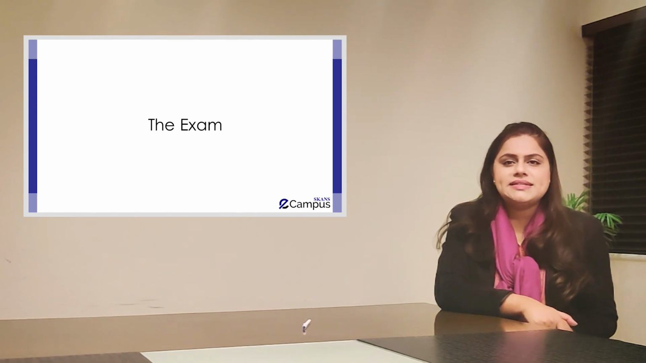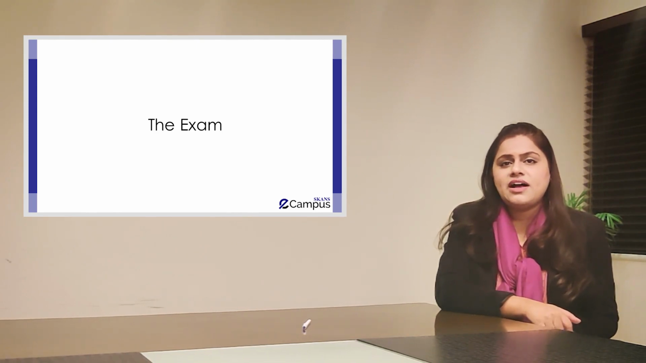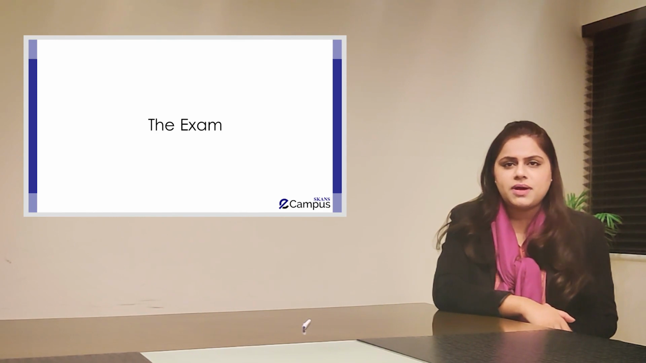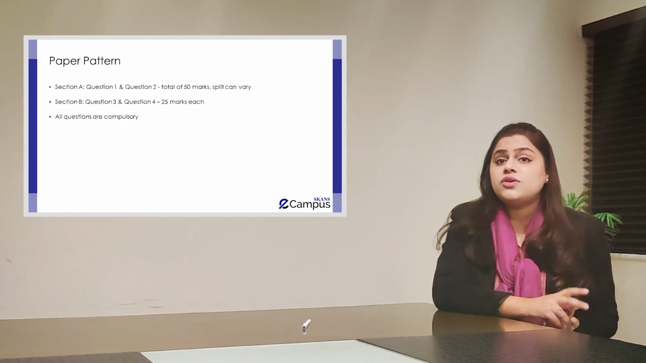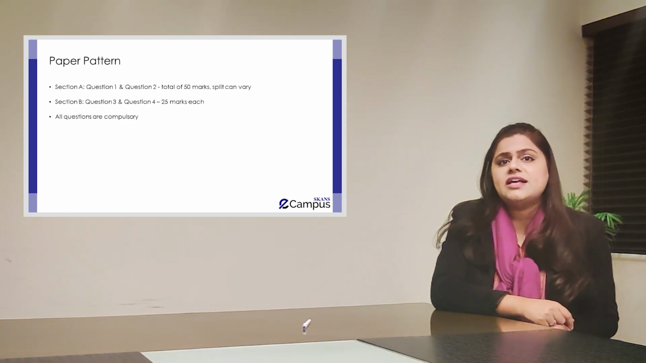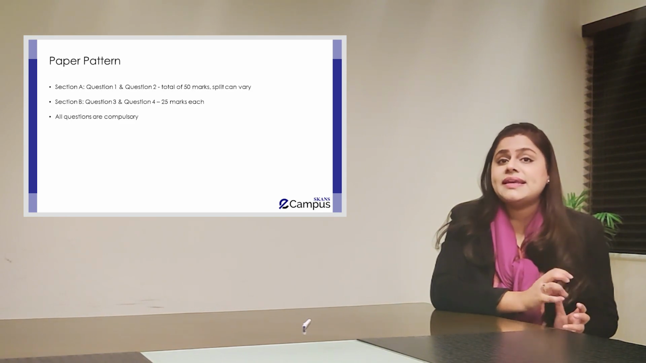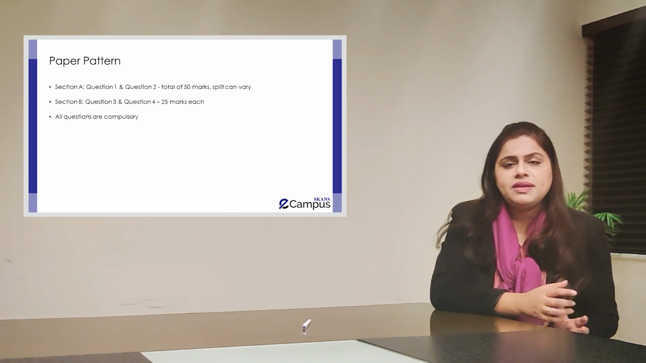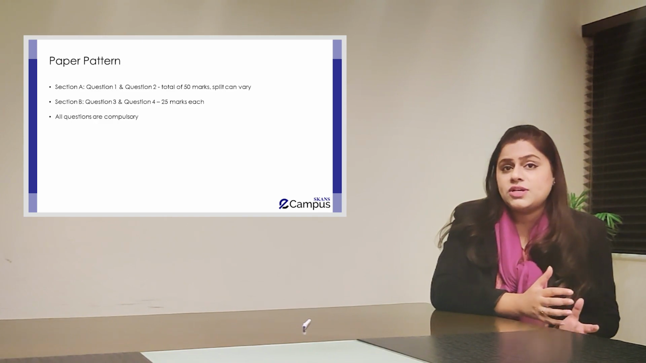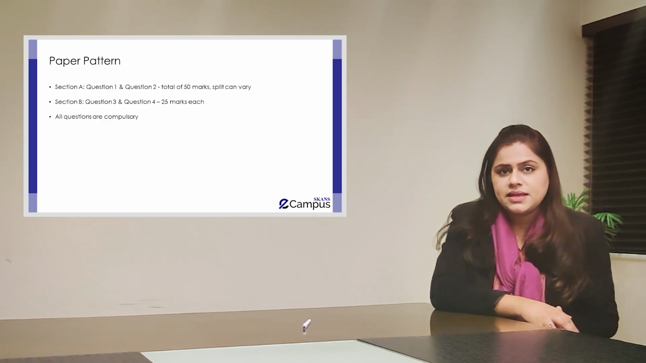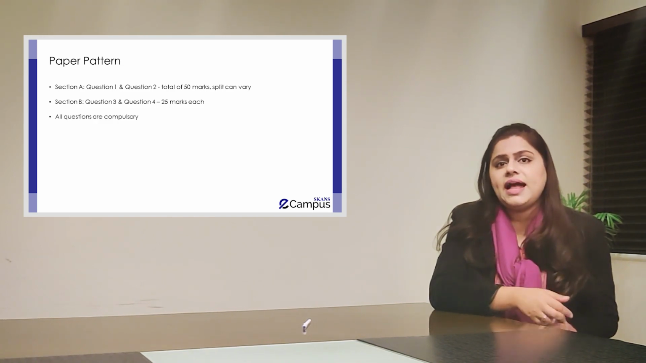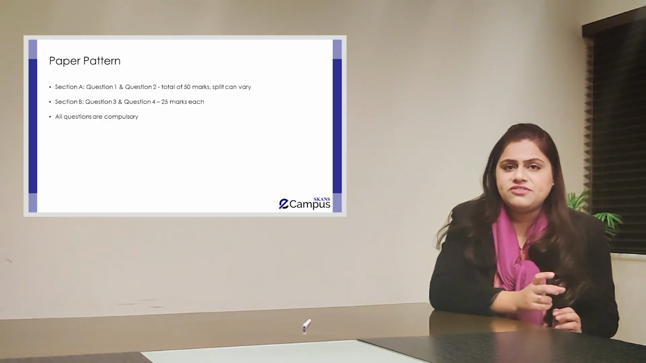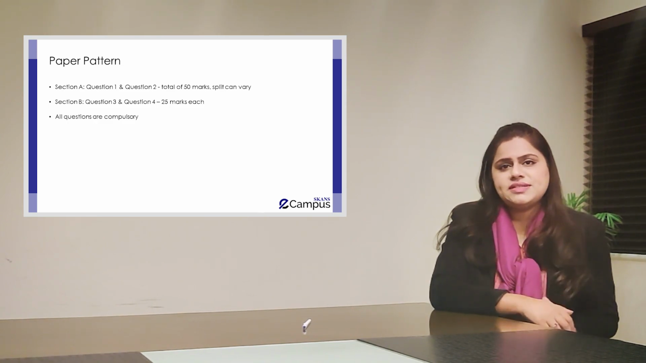Now, moving on to the exam pattern, please note that you will have 3 hours to attempt a 100-mark paper and need to score 50% to pass the exam. The exam consists of 2 sections. Section A has 2 questions which are of 50 marks in total. Question number 1 may be of 25 or 30 marks, and then question number 2 has the balancing marks. Section B also has 2 questions, and both questions, question number 3 and question number 4, are of 25 marks each. All questions are compulsory.